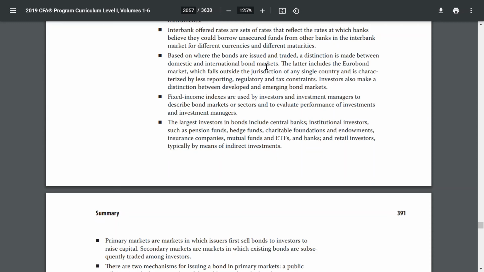Fixed income indexes are used by investors and investment managers to describe bond markets or sectors and to evaluate the performance of investments and investment managers.